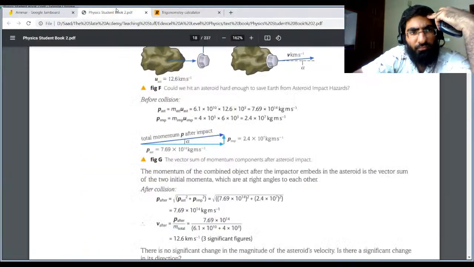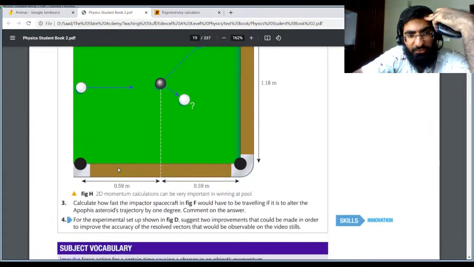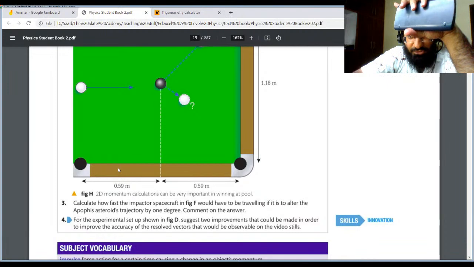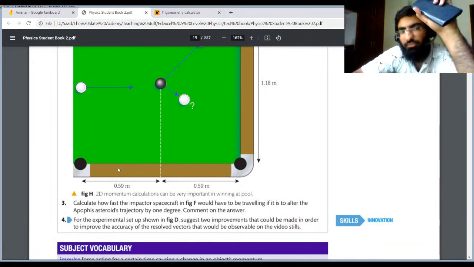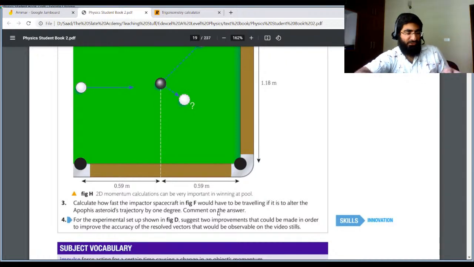What do I have to do? You have to calculate the velocity of the impactor if we want to change the trajectory of the asteroid by 1 degree. Yes. So what is 1.79 into 10 raised to the power 6? That is 1.79 into 10 raised to the power minus 6. I mean, that is the answer. You want me to do cos inverse of that? How many degrees is that, like in number form?